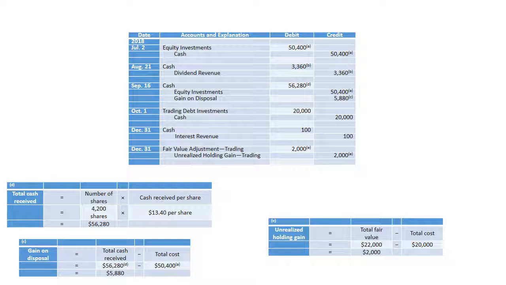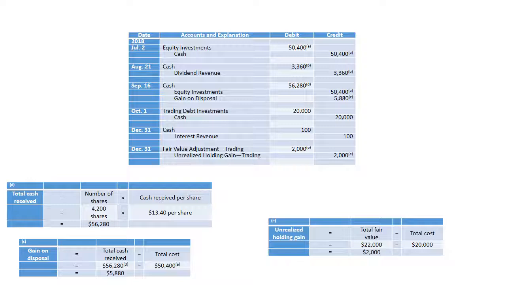On December 31st, when they receive an interest payment from Violet for the bond, they'll debit cash $100 and credit interest revenue or income $100. At the end of the year, the only trading investment the company holds is this Violet bond. At the end of the year, they must show any trading investments at their fair value on the balance sheet.